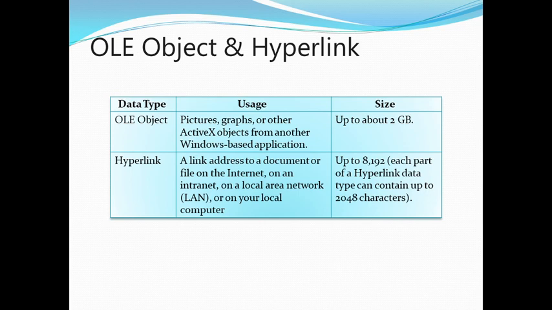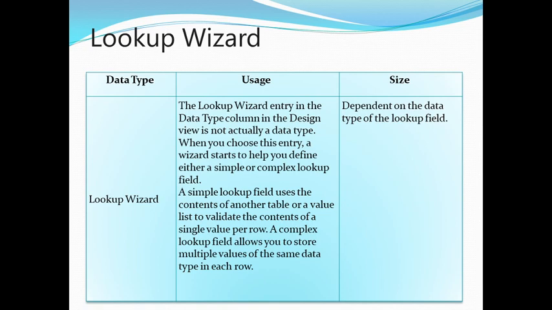Now, next is hyperlink. This hyperlink data type is basically used to store a link to a web page, or website, or a file, on the internet or LAN on your computer. It stores 1 GB, whereas the capacity of the OLE object data type is 2 GB. Now, next we will see lookup wizard.